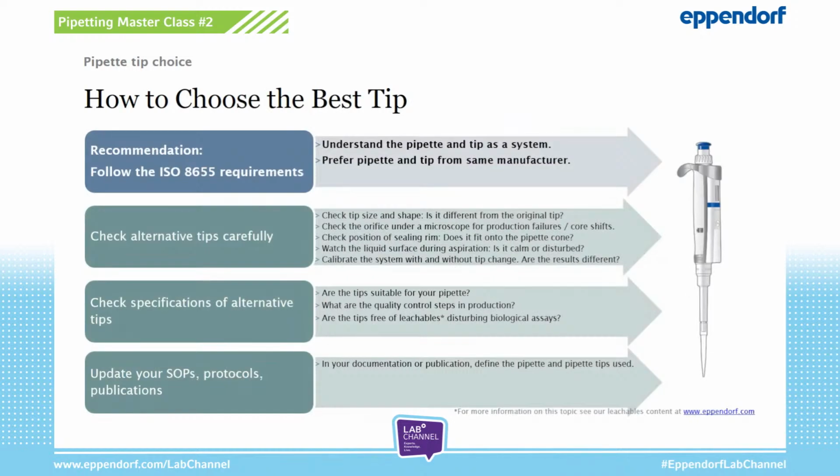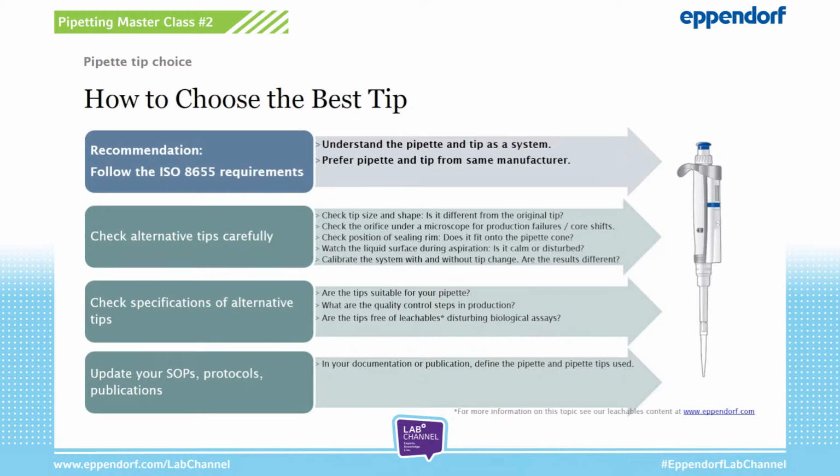So if you decide to use alternative tips, check them very carefully in advance. Take a look at the tips of different batches. That is very important. And if possible, also use a microscope. This will provide you with a first impression of the quality. And look very critically at the liquid flow during pipetting. Is it calm or disturbed? Does the liquid splash into the cone?